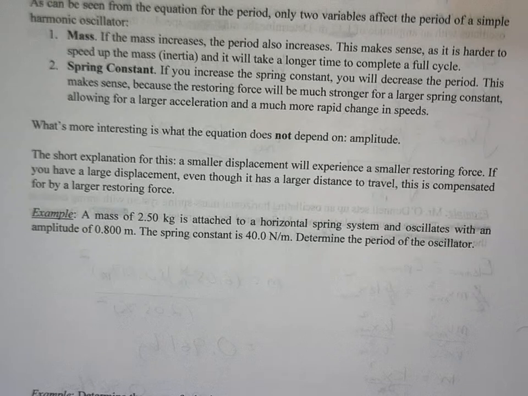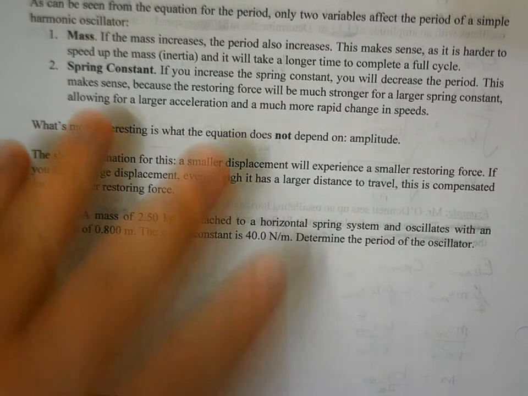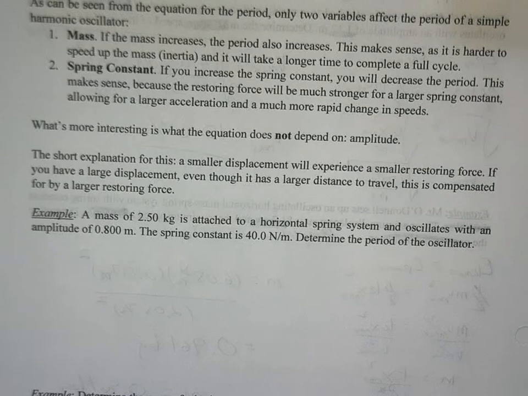And then for the spring constant, if we increase the spring constant, we're going to decrease the period. Main thing for that again, larger spring constant means a larger force, which means a larger acceleration, which means a larger change in velocity. So with a large spring constant, this thing is going to pick up speed really quickly. It's going to be able to make a complete cycle much quicker. So if we increase the spring constant, we will decrease the period.